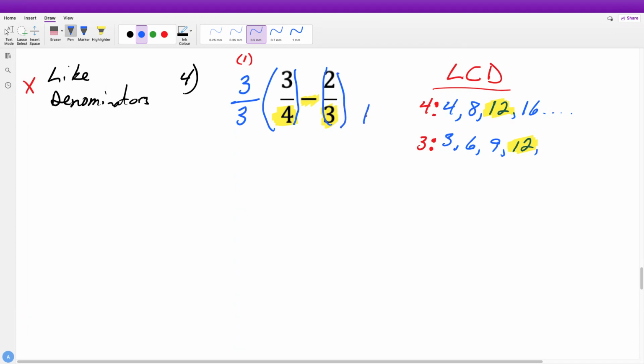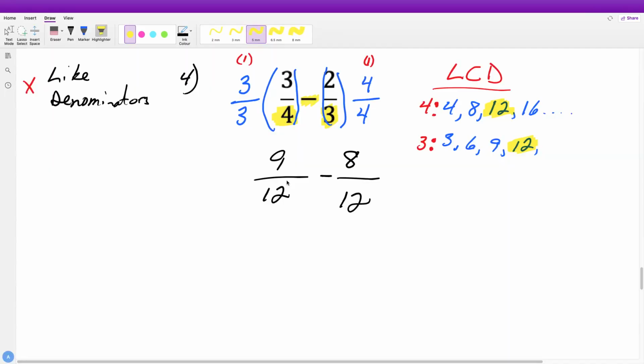Well, 3 times 4 gives me 12. So what I do to the denominator, I also have to multiply to the numerator because 4 over 4 is 1. So we're not changing the value of any of these. All right, so 3 times 3 gives me 9. 4 times 3 gives me 12. Minus 2 times 4 gives me 8. And 3 times 4 gives me 12.